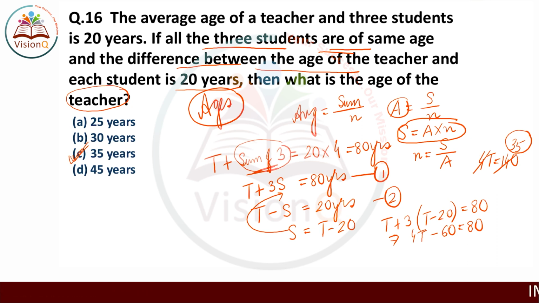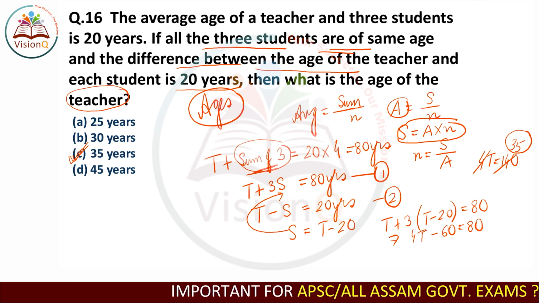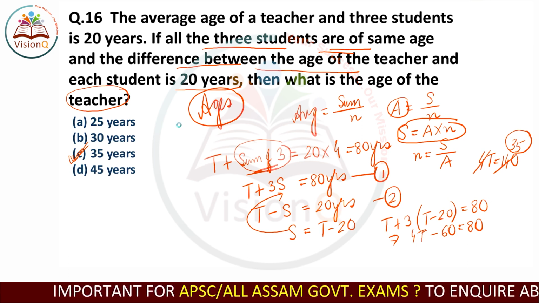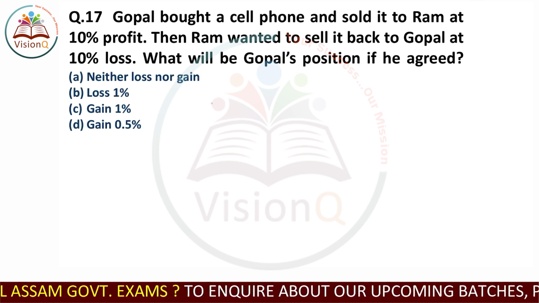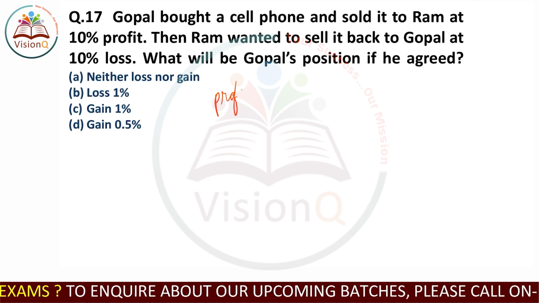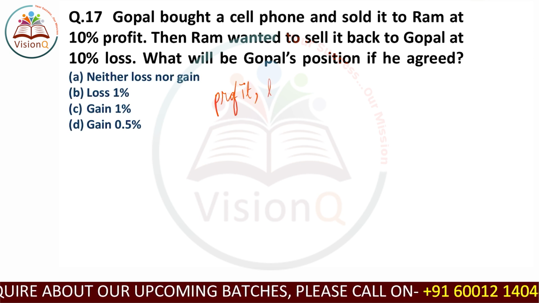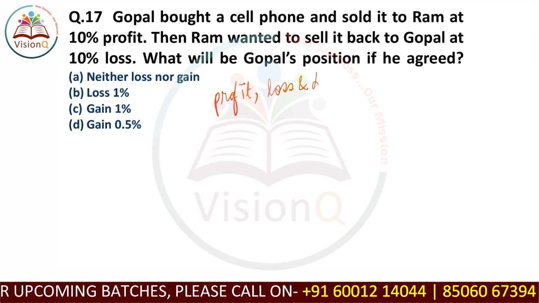So this question was based on 2 equations, 2 variables, equations of ages. Let's move to the second question of this session, question number 17. This question is on the chapter profit and loss, again a very important topic for any examination: profit, loss and discount.